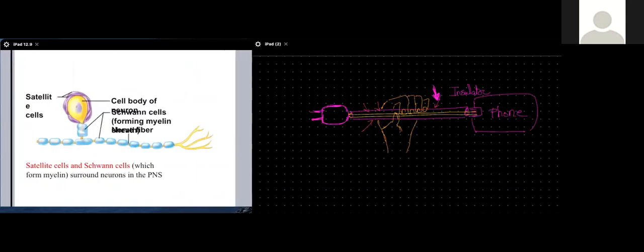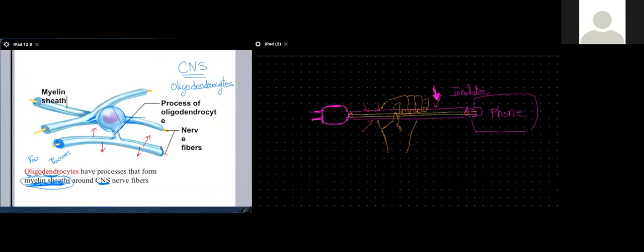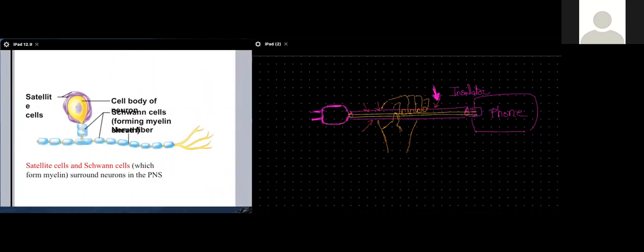Another type of neuroglial cells are going to be the Schwann cells. Schwann cells will be acting the same way as my oligodendrocytes. They are going to be responsible for the formation of the myelin sheath wrappings of the nerve fibers. So I'm forming the myelin sheath around the nerve fibers, but they are going to be located in the peripheral nervous system.